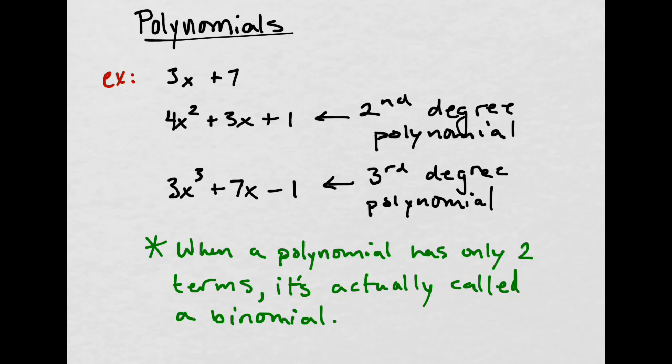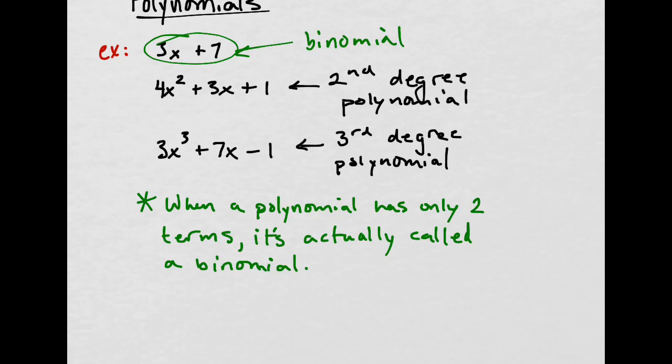Actually, when a polynomial has only 2 terms, like this, it's called a binomial. And if it has only 1 term, it's called a monomial. So we're going to look at multiplying binomials. That's what we're going to look at first.